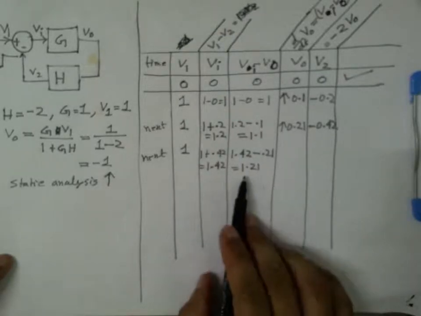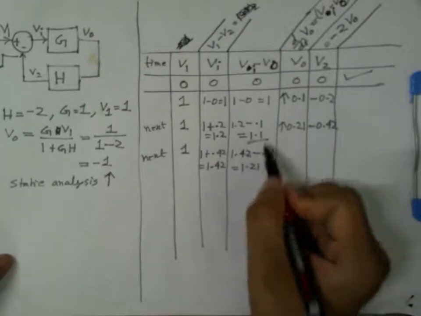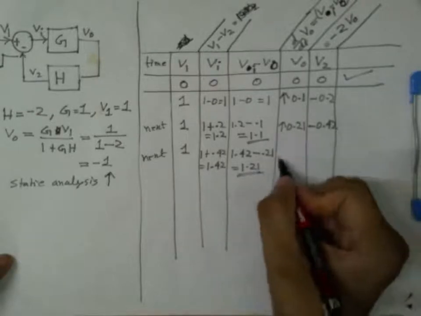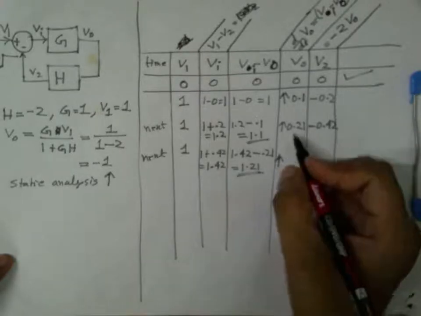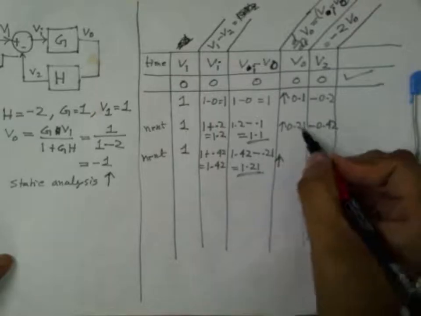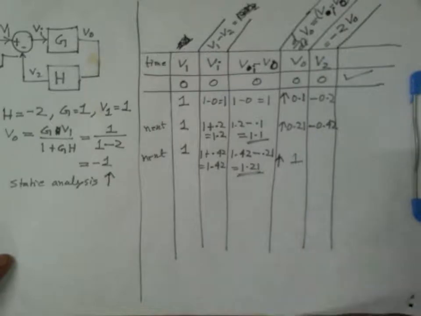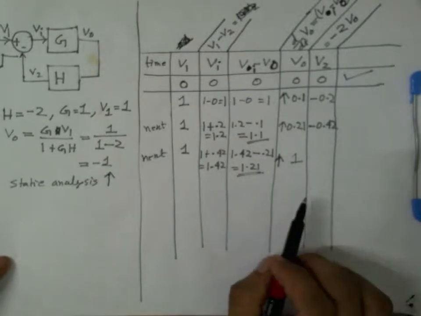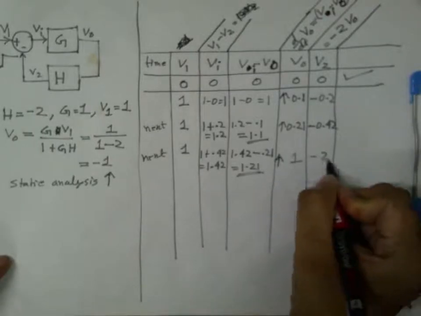Then if this is 1.21, see, this is even larger than this. This was 1.1, now this is even larger. So V output should increase further and should increase more. Okay, so it will keep increasing, and after a sufficient amount of time, this may go to maybe 1. Okay, and if so, then V2 will be minus 2.